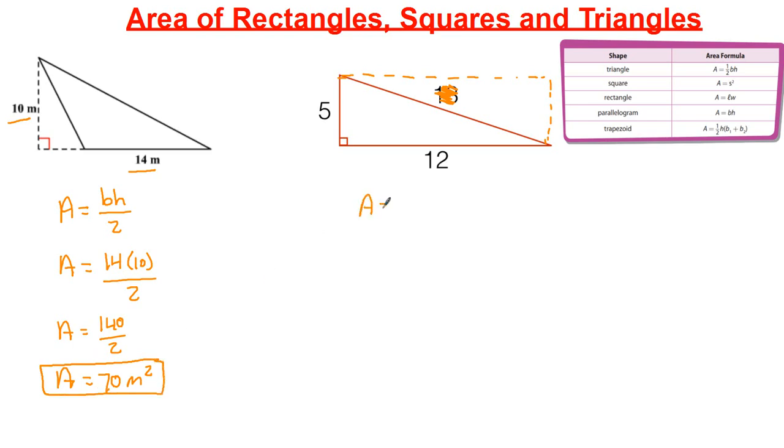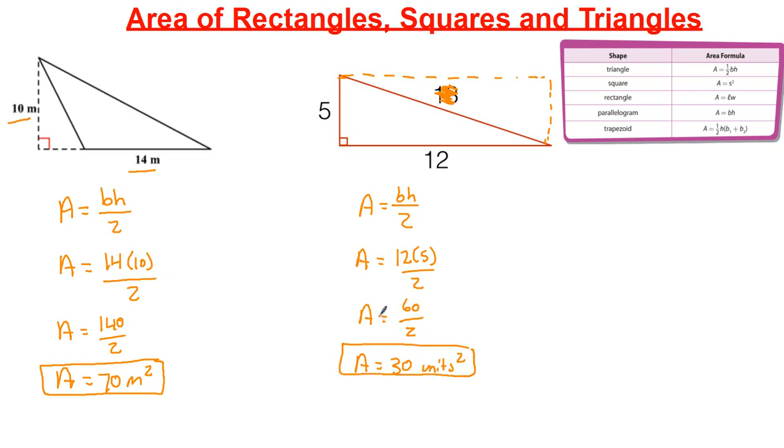Next one, area is equal to base times height divided by 2. So area is equal to 12 multiplied by 5 divided by 2. Area is equal to 60 divided by 2. And then lastly, area is now going to be equal to 30. It doesn't have units, so units squared.